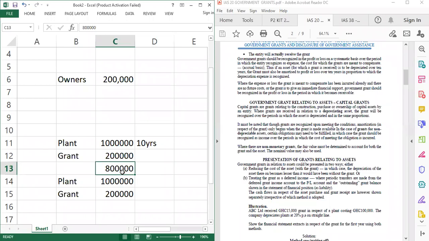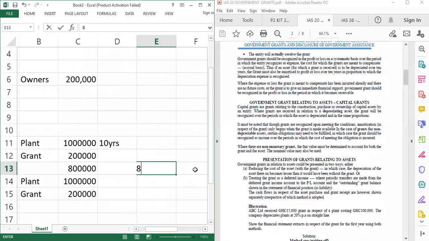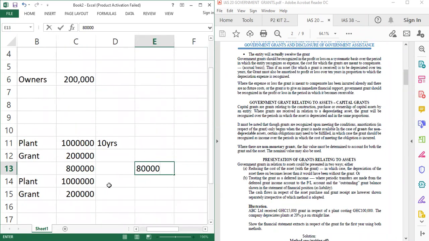Assuming we are using the net method, which is the first one, 1 million minus 200,000, our depreciation will be 80,000 every year. If you're using 1 million, which is the deferred income method, our depreciation for each year will be 100,000, and the amortization of the grant will be 20,000. Grant is an income. So you can see that if we subtract the income from the expense, our net will still be 80,000. This is the net depreciation.